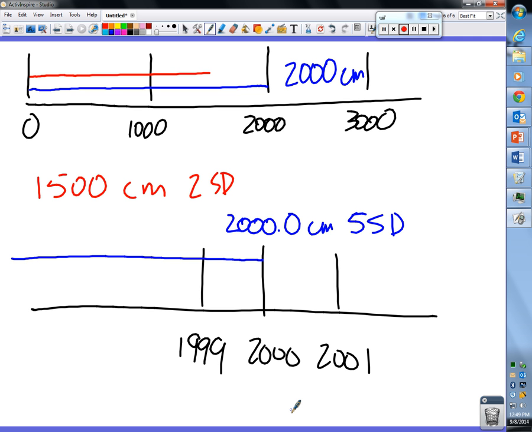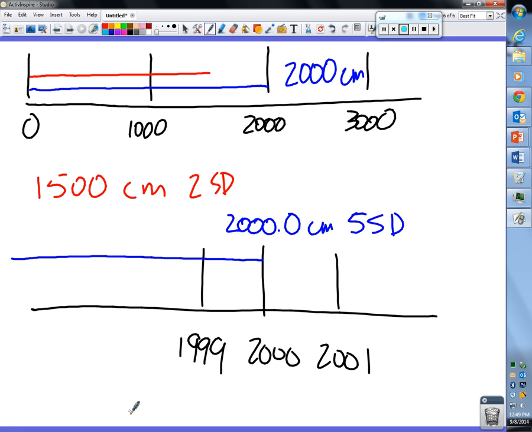As it's written, that measurement only has how many significant digits? One. But how many did the red line have? 2. If we haven't changed the ruler, how many significant digits are we supposed to have? 2. We can't write it this way. Not according to the top ruler. The top ruler doesn't have that much certainty. It doesn't have that many lines.